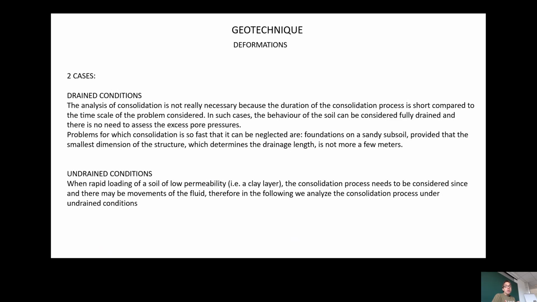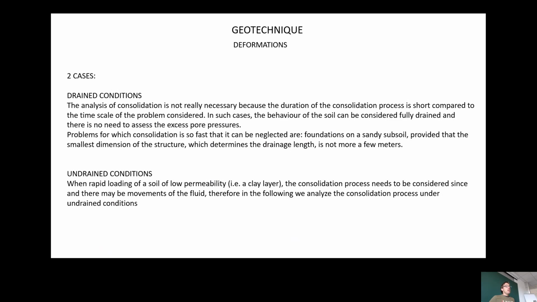Regarding the deformations, because this is what we want to know in our soil, of course, we have 2 cases in general. We have the case of drained and undrained conditions. Of course, in structural mechanics, we don't have these 2 conditions because we don't have water inside the material. But in this case, we have the condition of drained.